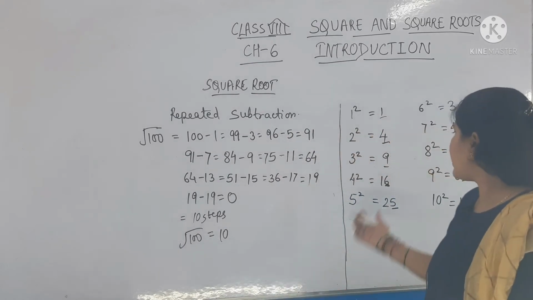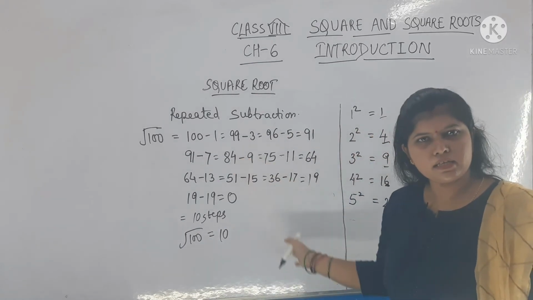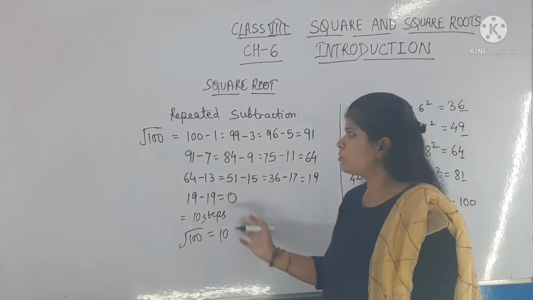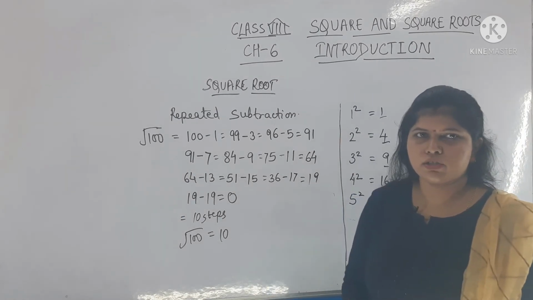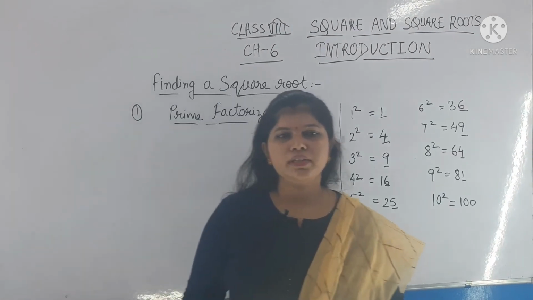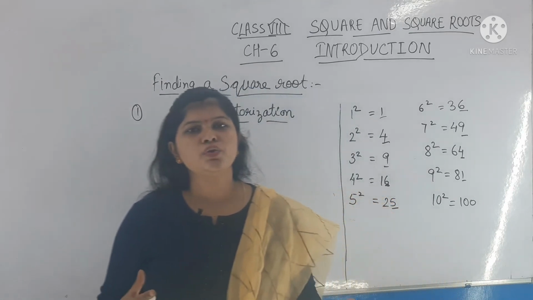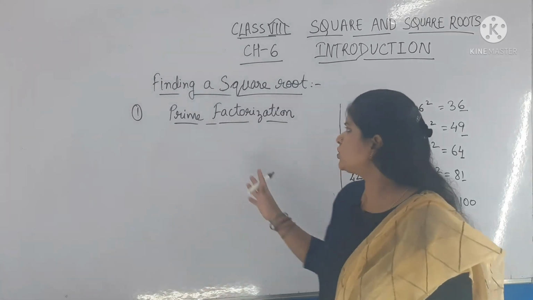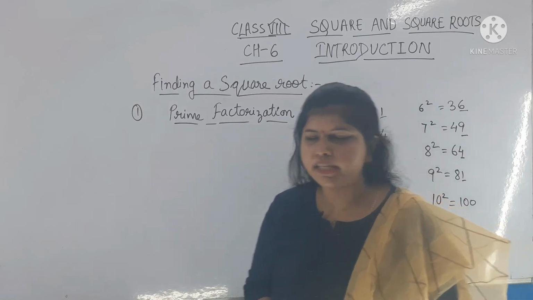You can take any number and you can apply this repeated subtraction. Okay, so this is the repeated subtraction method. Okay students, our next topic is how to find a square root. So for finding a square root, first method is prime factorization.